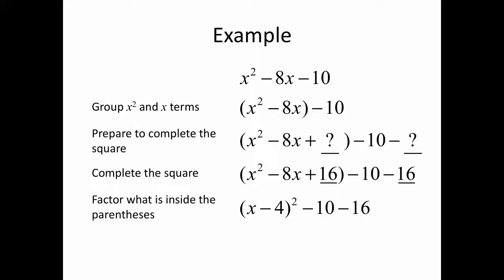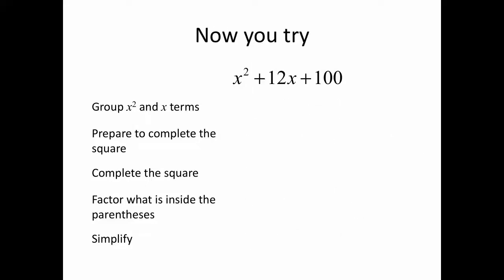Factor what's inside the parentheses to x minus 4 squared, and then simplify the constant term. And x minus 4 squared minus 26 is the result of completing the square on x squared minus 8x minus 10. Now I'd like you to try this example. Pause the video, and after you've given it a try, come back and we'll talk through the answer.